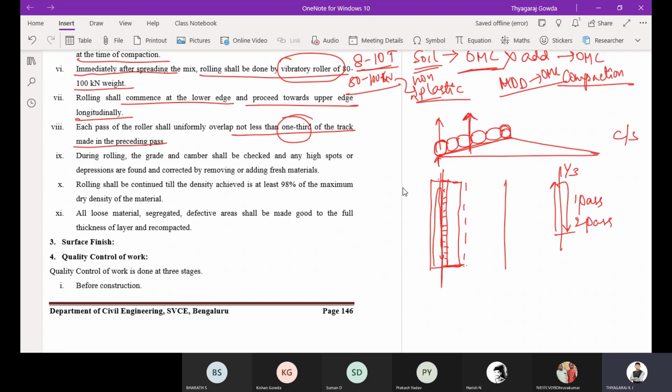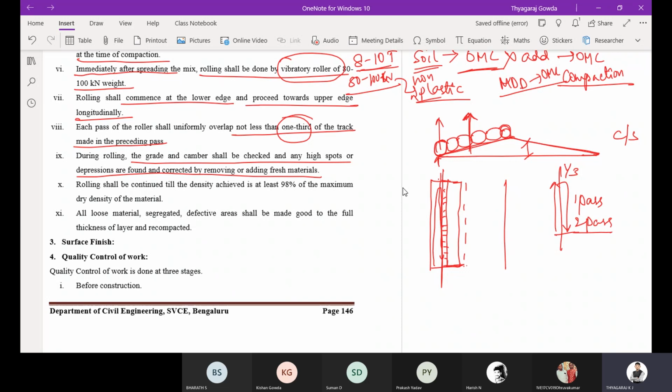So overlapping one-third of the preceding pass, one-third of the compacted layer will again be compacted in the second pass. Then during rolling, the grade and camber shall be checked, and any high spots or depressions found shall be corrected. That is, you are going to check the cross slope, then the thickness. If there is any high spot, that is a higher level, you are going to remove that excess material. If it is a depression, you are going to place the material and compact it.